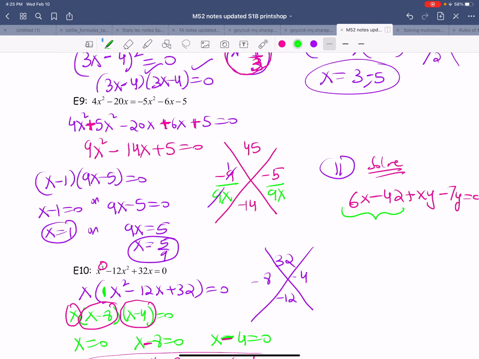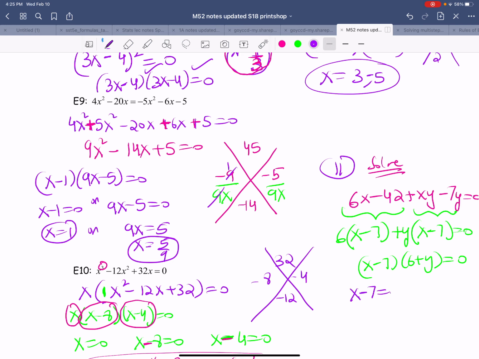That means I'm going to group the first two terms together and the last two terms together. The common factor in the first two terms is 6, so that gets pulled out, x minus 7, plus the common factor is y, x minus 7. We can pull out x minus 7 here, and we'd be left with 6 plus y in the second parentheses. So common binomial factor here is x minus 7.